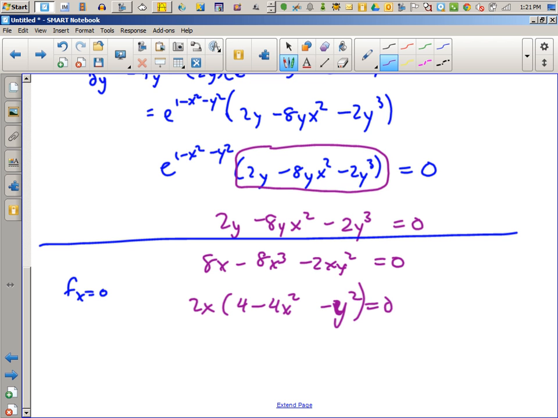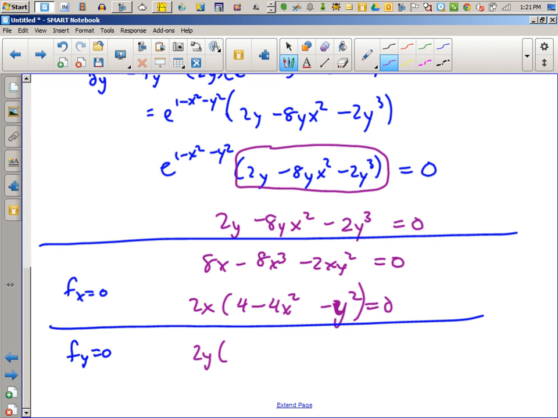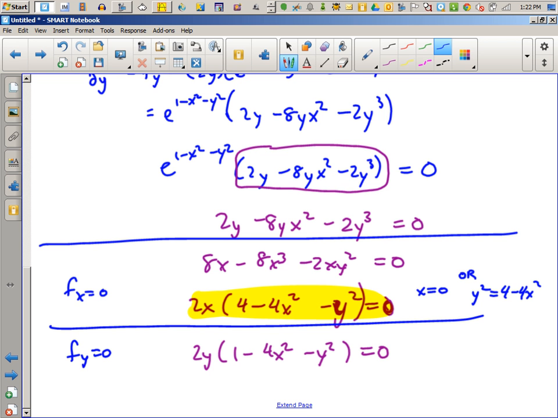Let's move on. And then I wrote, for fy equals 0, I noticed I could factor that thing too. Only this time I could pull out a 2y. And it's 1 minus 4x squared minus y squared equals 0. On the first one, I noticed that this would basically just mean that either x is 0, right? That's one possibility. Or y squared is 4 minus 4x squared, right? So either x is 0 or y squared is 4 minus 4x squared.